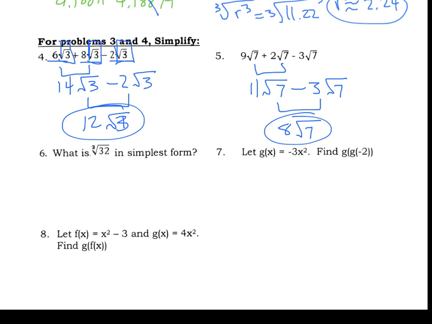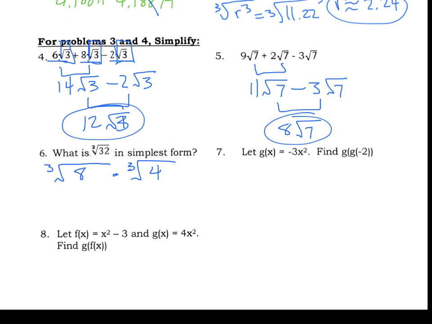And what I'm going to find is the cubed root of 32. Another way to write 32 is cubed root of 8 times cubed root of 4, because 8 times 4 is 32. So I'm breaking it up.